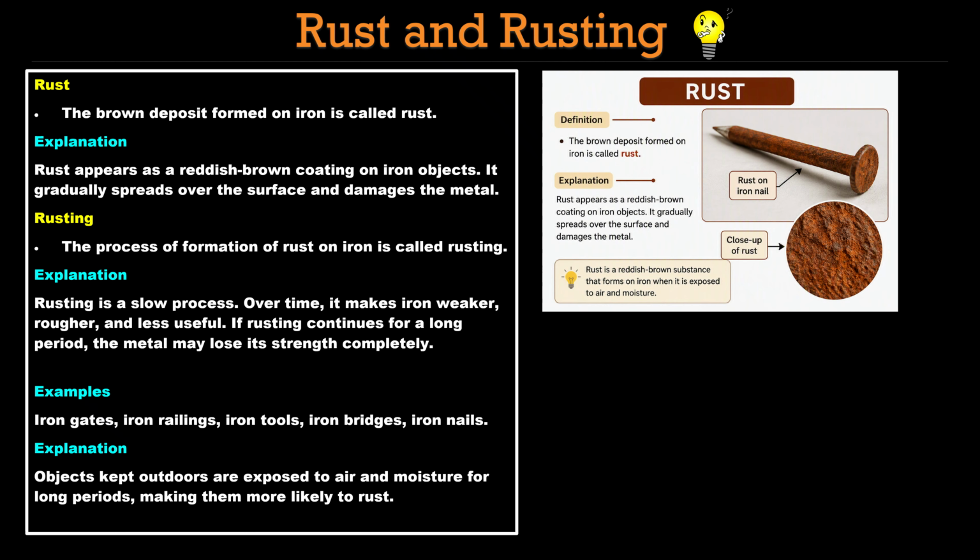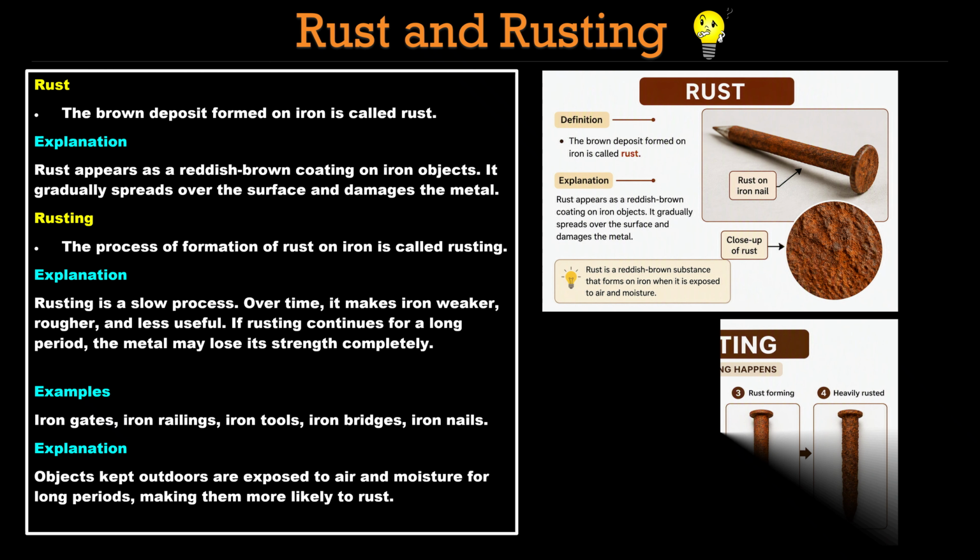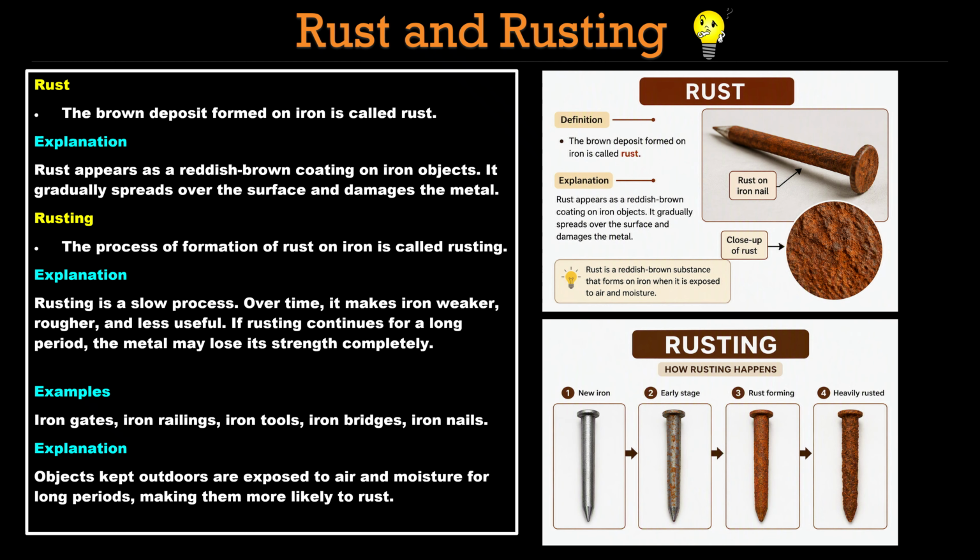Now let us understand rusting. The process by which rust forms on iron is called rusting. Rusting does not happen instantly. It is a very slow process that takes place over time. In the beginning, iron surface looks smooth and strong. Gradually, rust starts forming on the surface and keeps increasing. As more rust develops, iron becomes rough and weak. Because of rusting, iron objects lose their strength. They become less useful and may even get damaged completely if the process continues for a long period. This is why rusting is considered harmful for iron objects.